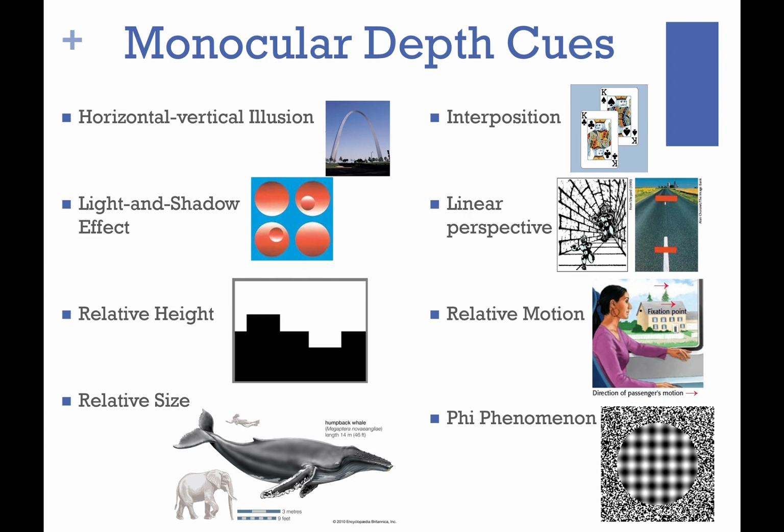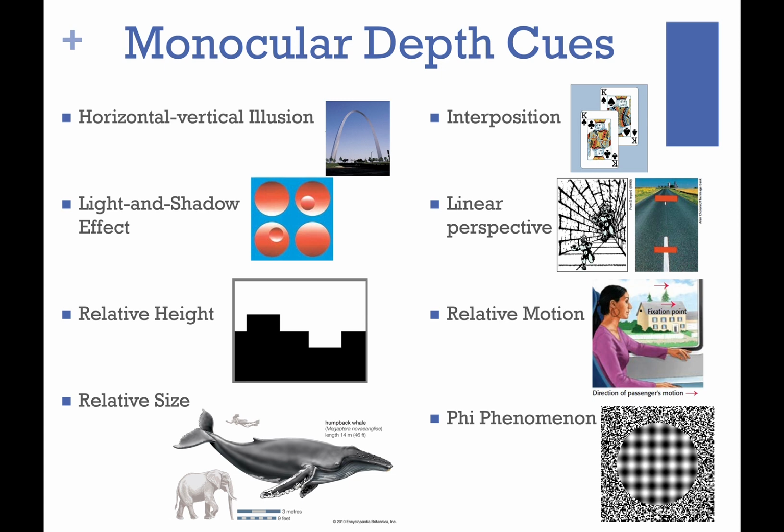Examples of monocular depth cues. So these are things that you get from just one eye. And then your brain would take messages from each eye and put them together to make a whole. So you have the horizontal or vertical illusion. That's a monocular cue. Light and shadow effect. That comes from each eye. Interposition. The fact that this king of spades is behind the king of clubs because your brain's top-down processing and past experience tells it that it is.